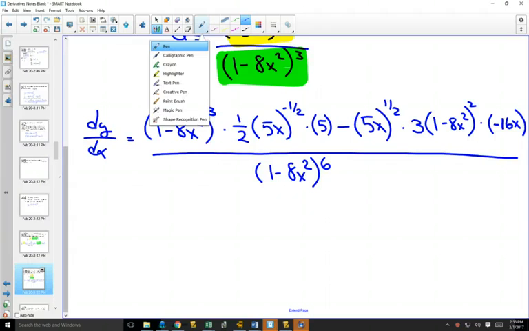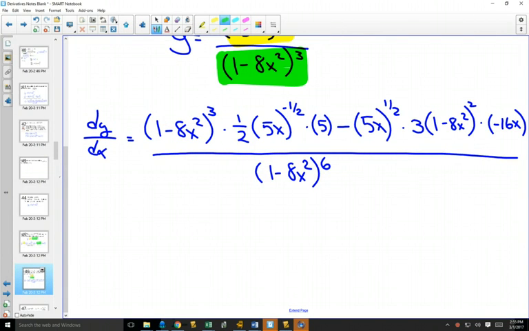to color code. First I'm going to color code to show you that this is, oh, that's green. This was your top function where it stayed the same. This is your bottom function where it stayed the same, and your bottom function stayed the same a little bit here. It got squared. That's how your quotient rule works. Bottom function stays the same, derivative of the top minus top function stays the same, derivative of the bottom over the bottom function staying the same and then getting squared.